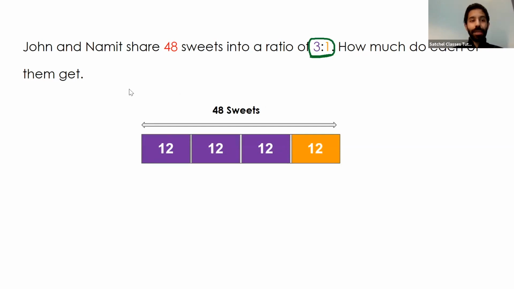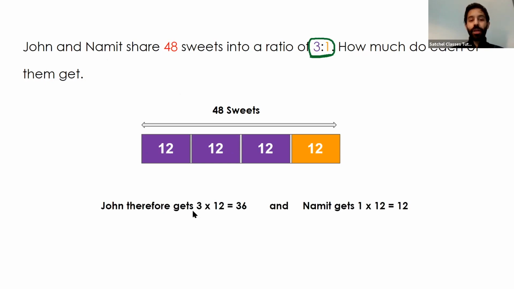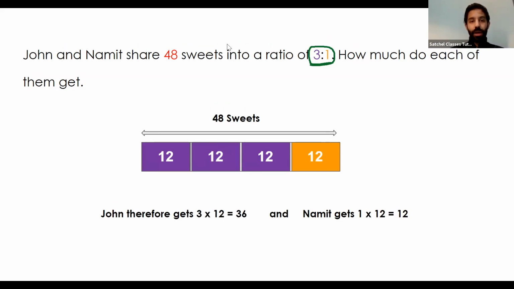And then we just need to see how many parts John gets and how many parts Namit gets. Well, that's in the question. John gets the 3 parts that's here, so that's a total of 36. And Namit gets the 1 part, which is just 12. As written here, John gets 3 times 12, or 3 lots of 12, and Namit gets 1 lot of 12. And if you look closely, we know we've done our calculation correctly, because 36 plus 12 will give us the amount that we started with.